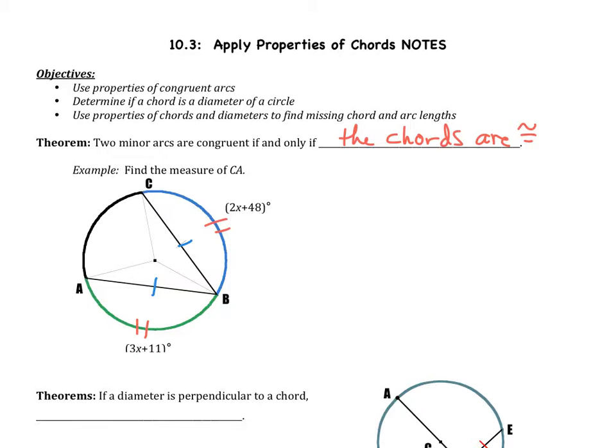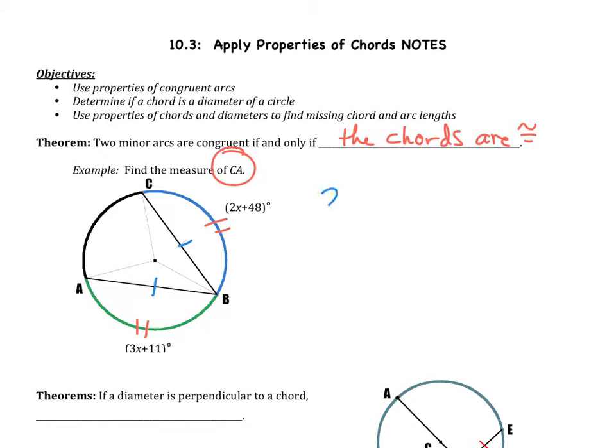All right, so if we understand that concept then, arc AB is 3x plus 11. Arc CB is 2x plus 48. How can we solve for x? And then how do we answer the question of finding the measure of CA? Ideas? Set them equal to each other.